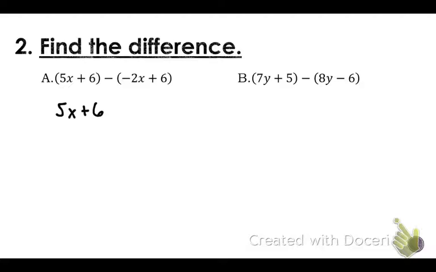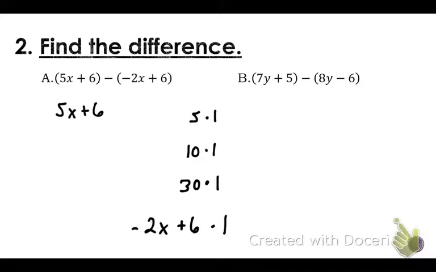Now here's where it gets tricky. If there's ever a minus on the outside, I cannot just drop things down because I actually have to distribute that minus. Now let me ask you this, just on a separate note. What is 5 times 1? 5. Okay, what is 10 times 1? 10. What is 30 times 1? 30. Then what do you think negative 2x plus 6 times 1 would be?